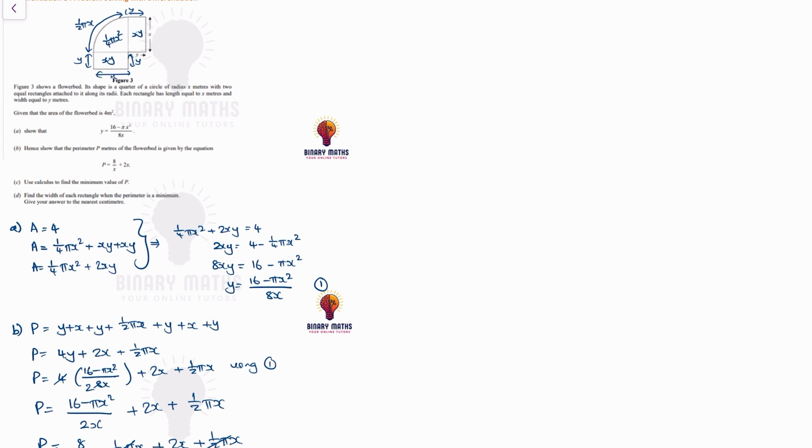Use calculus to find the minimum value of P. Okay, C, so I got P is equal to 8 over x plus 2x. So P is equal to 8x to the minus 1 plus 2x. So if we differentiate P with respect to x, I get minus 8x to the minus 2 plus 2, which can be rewritten as 2 minus 8 over x squared.